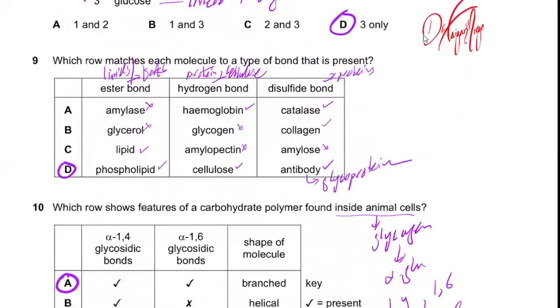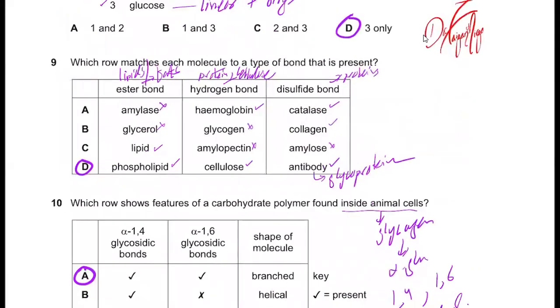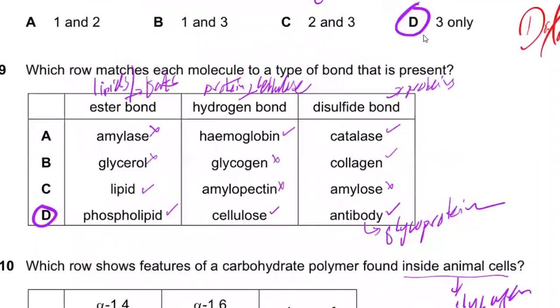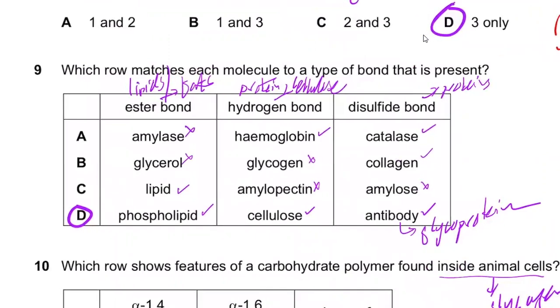Which row matches each molecule to the type of bond present? We recall that ester bonds are present in lipids and fats. Hydrogen bonds are present in protein and cellulose. Disulfide bonds are present in protein. Amylase is a protein, so it cannot have ester bonds. That's the wrong option. Again, glycerol is just an alcohol. It cannot have an ester bond until it's bonded to a saturated or unsaturated fatty acid.